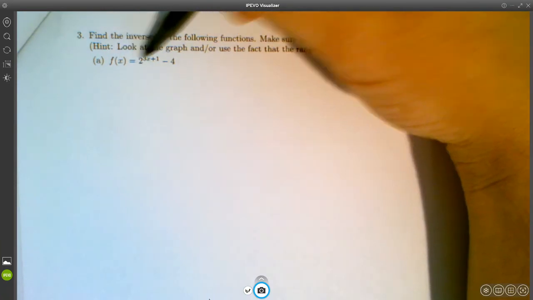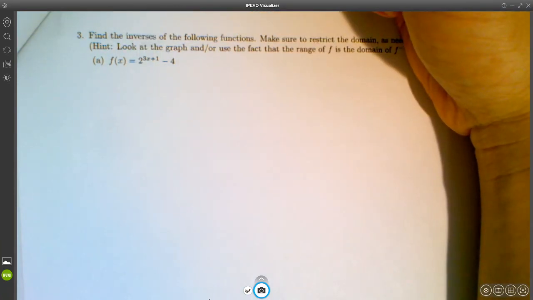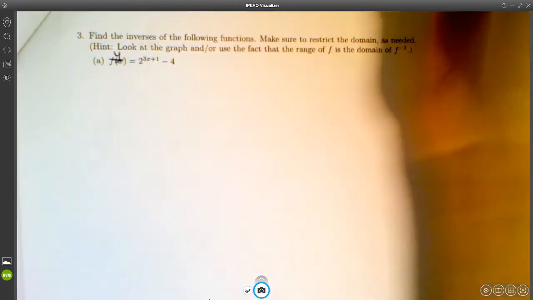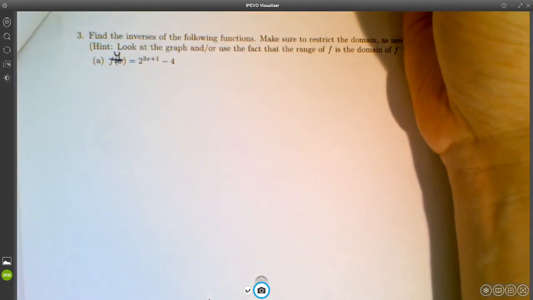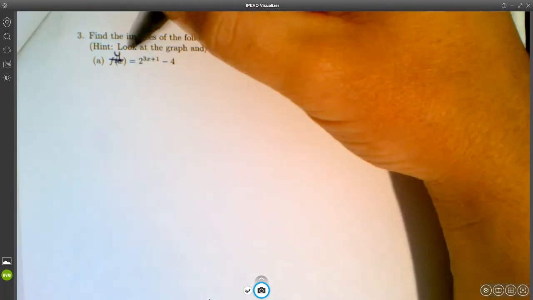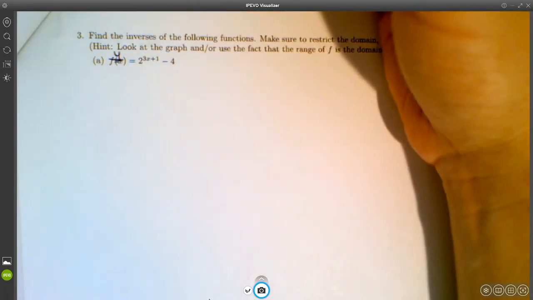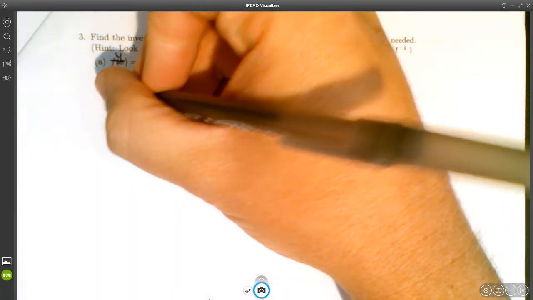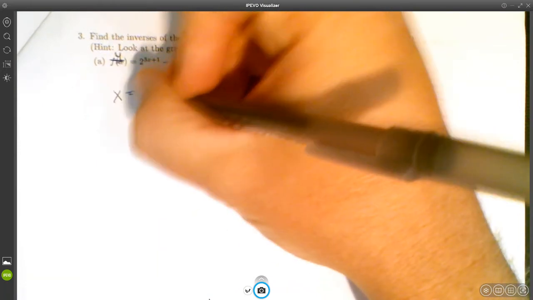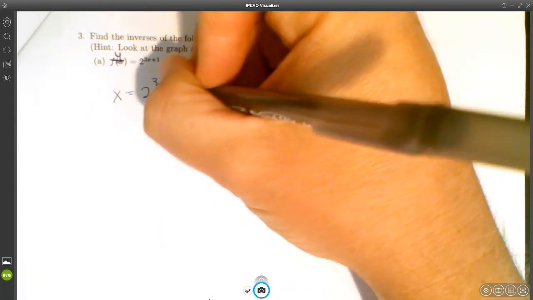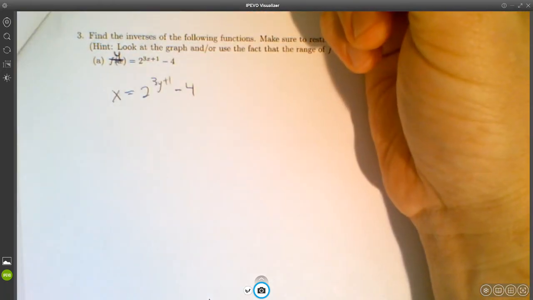So let's do f of x equals 2 to the 3x plus 1 minus 4. You can think of f of x like y. So what we have is y equals 2 to the 3x plus 1 minus 4. To find the inverse, we just switch x and y and then solve for y. So x equals 2 to the 3y plus 1 minus 4. And now let's solve for y.